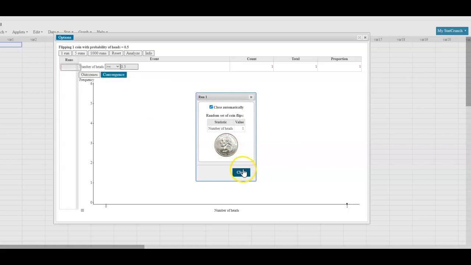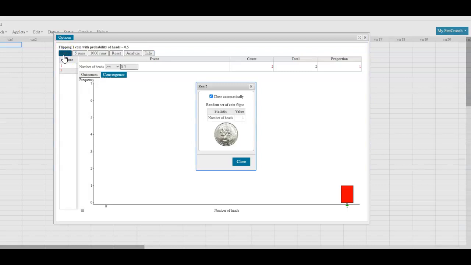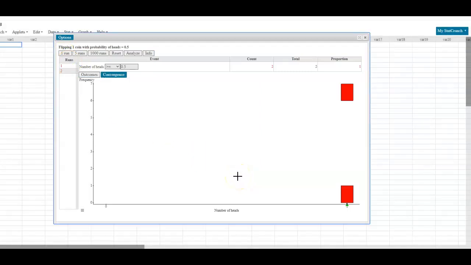So what we can see here is that we get a head. So I click it and I observe one head. Now, that means that I have 1 out of 1 head that I have created here from our simulation. Now I'm going to click run again, the 1 run. And again, this time it gives me a head. So now the proportion of times I observe a head is 2 out of 2.